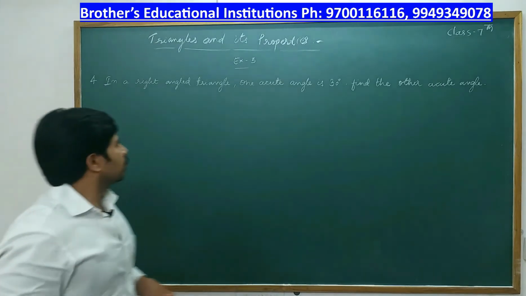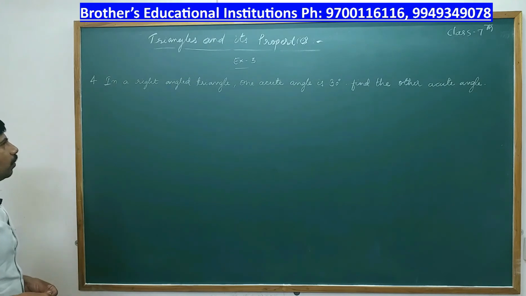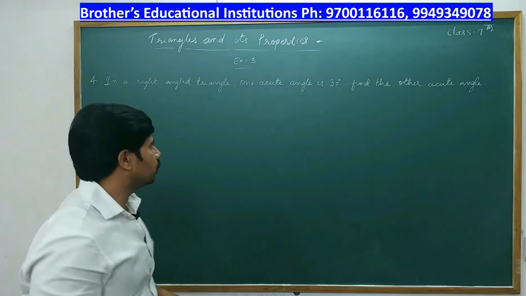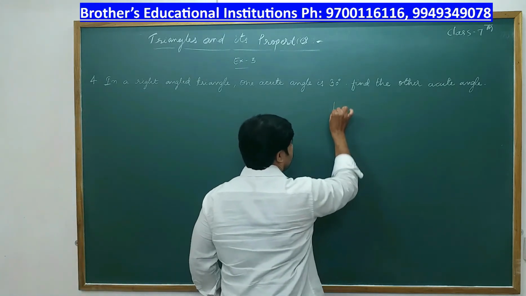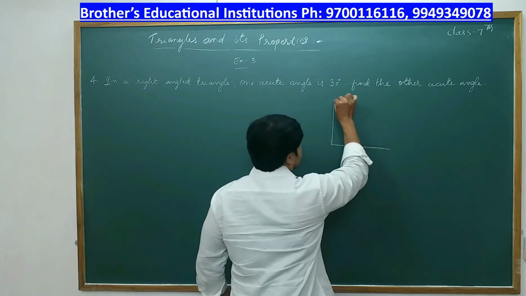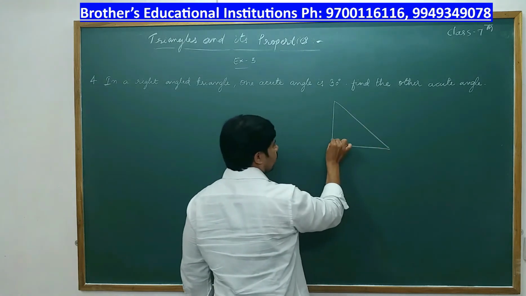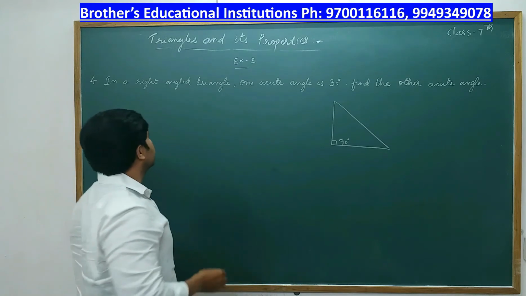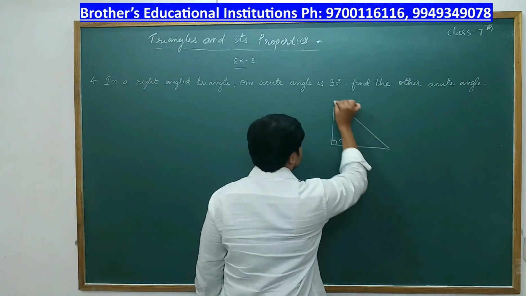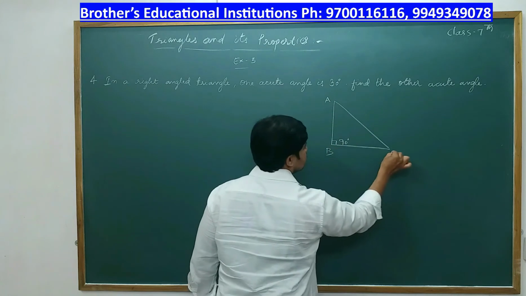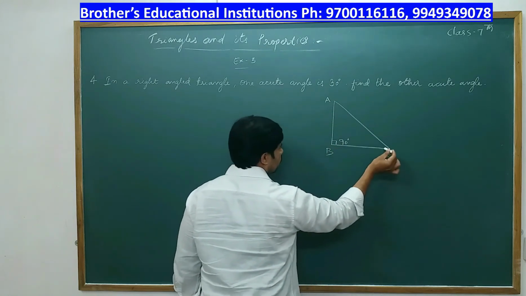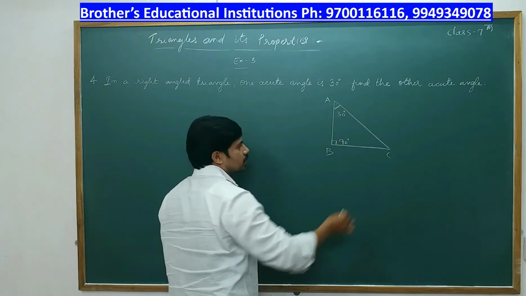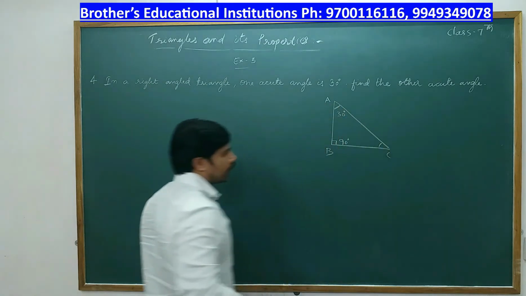Next question. In a right triangle, one acute angle is 30. Find the other acute angle. So we draw a right angle triangle. As the name suggests, in a right triangle one angle will be 90 degrees. One acute angle is 30. See, this is A, B, C. You can write it at C or A, anywhere. I am writing it at A. It is 30 degrees. So we need to find the other acute angle.